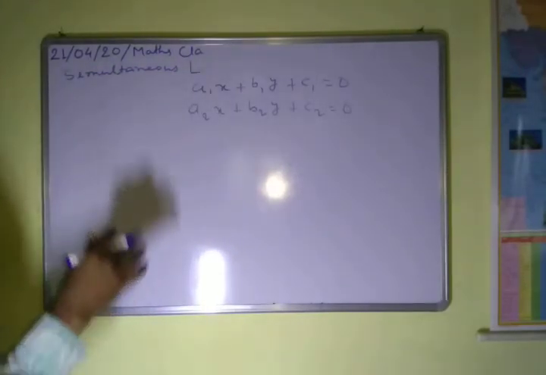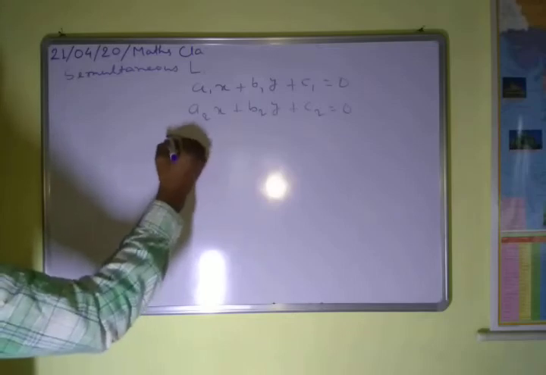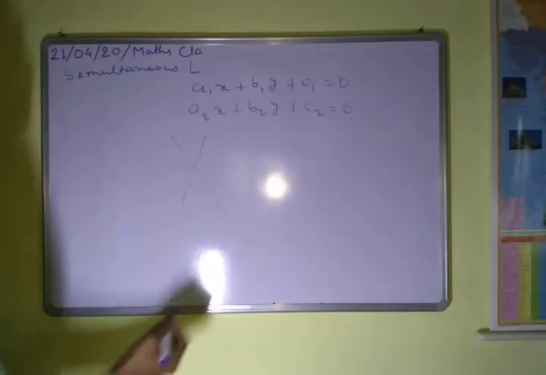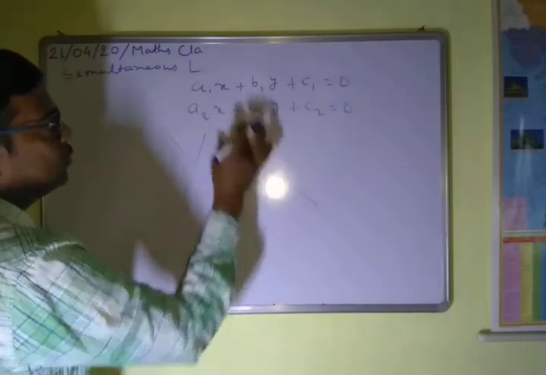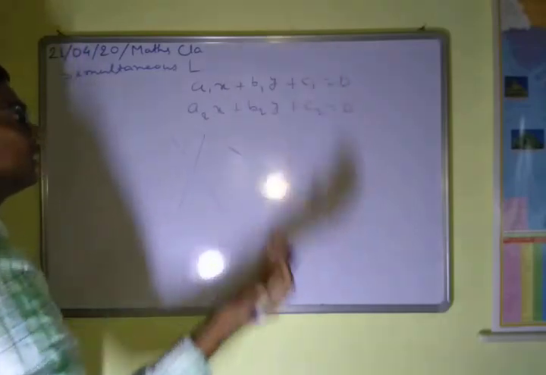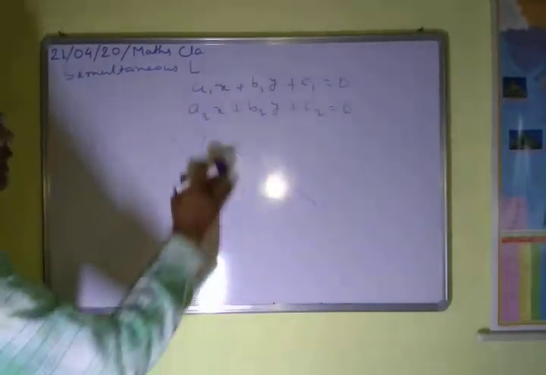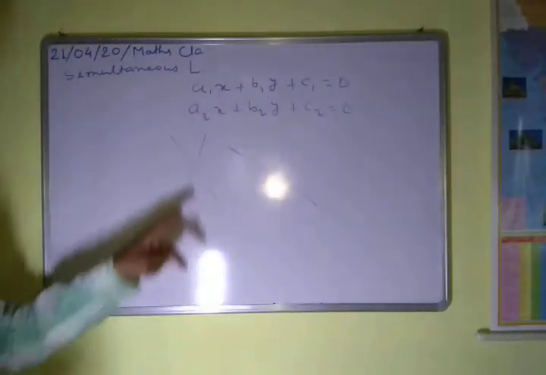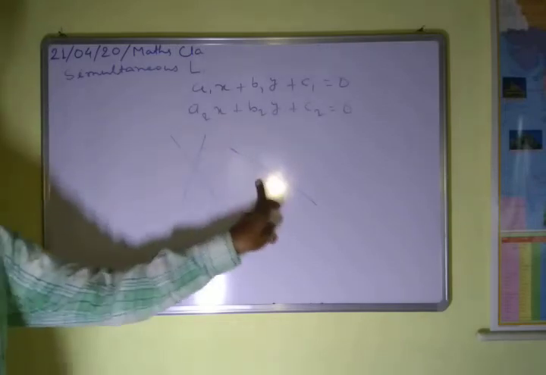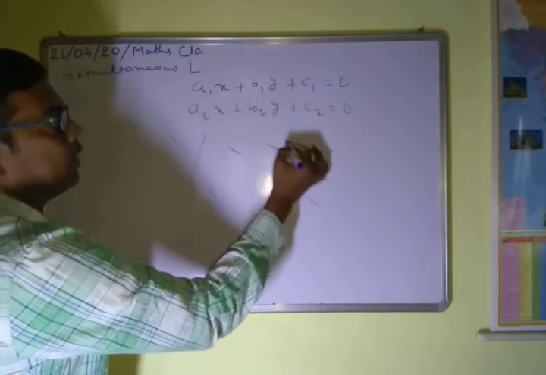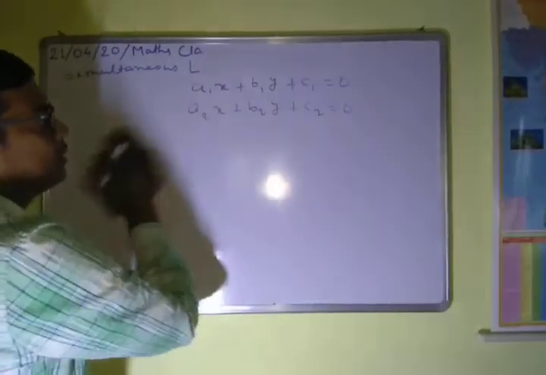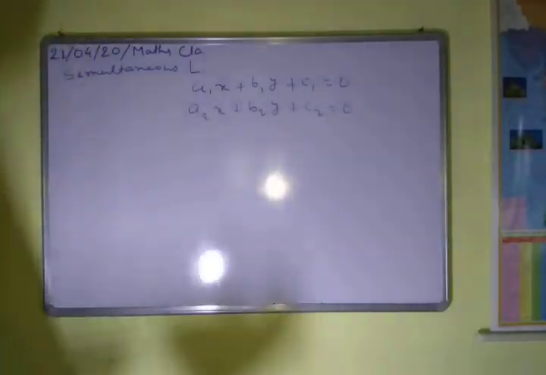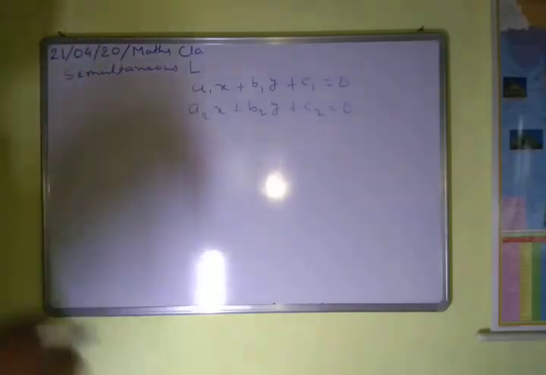When you draw the graph, the lines will cut like this, or you can say that one line will be over the other, that is, the graph of both equations will be the same. In that case, the lines will be overlapping. So the lines may be intersecting, overlapping, or parallel. So you have three conditions whenever you draw the graph of these two equations: either the lines are intersecting, or overlapping, or parallel.